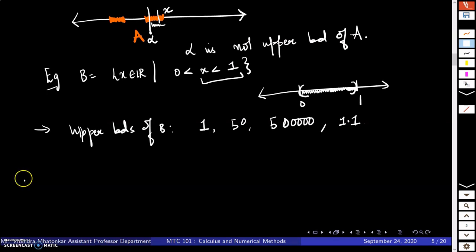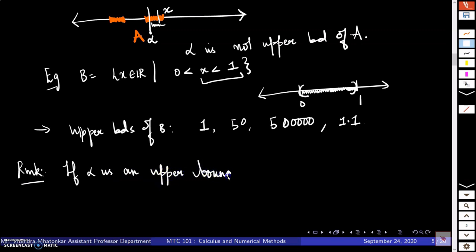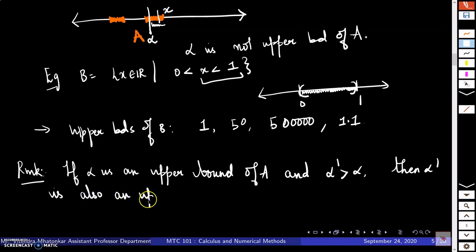So let me put a remark here. If alpha is an upper bound of A, where A is any non-empty subset of R, and you have a number alpha dash which is bigger than alpha, then the number alpha dash is also an upper bound of A. I hope that's clear.